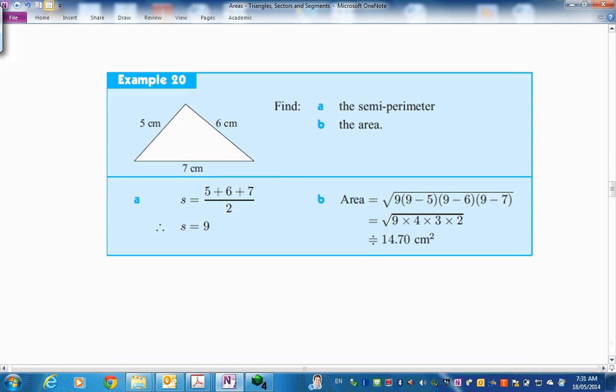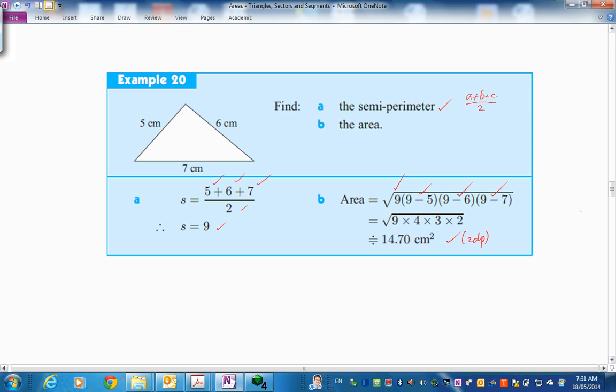Here we are. There's our example. Just got three sides. You obviously got to find the semi-perimeter first. That's adding them all up, the perimeter around the outside, divided by 2. So let's do that. 5 plus 6 plus 7 divided by 2 is 9. Then the area is that semi-perimeter times by that semi-perimeter minus one side, minus the other side, minus the other side. And there we have an answer, and that's to 2 decimal places. Okay, do you get it?